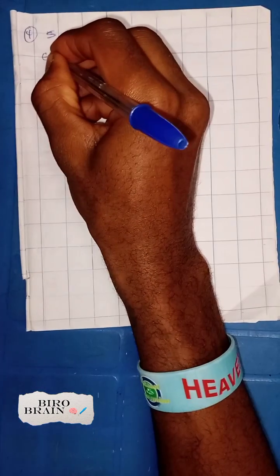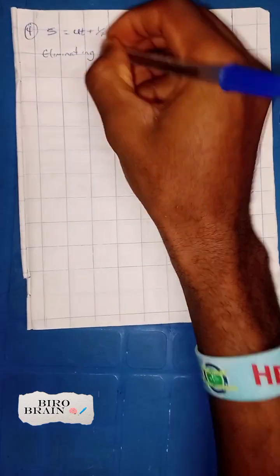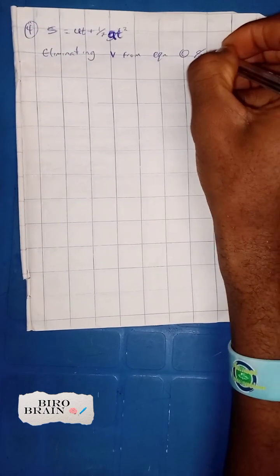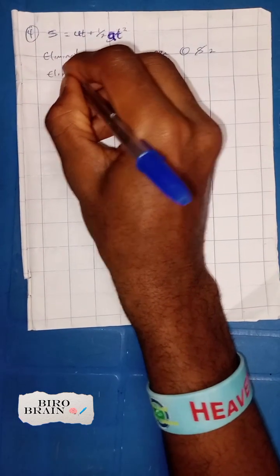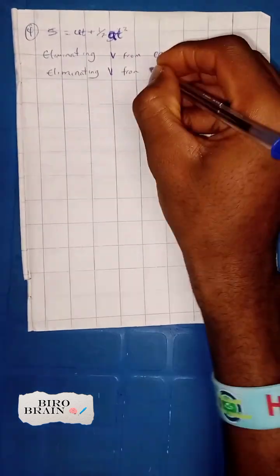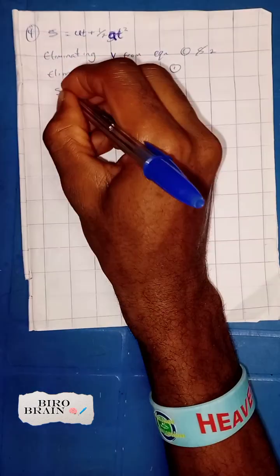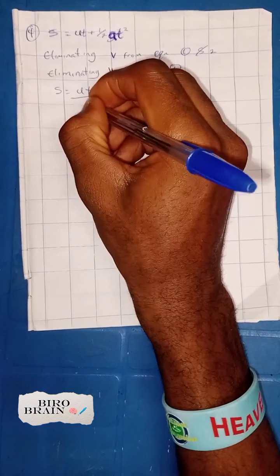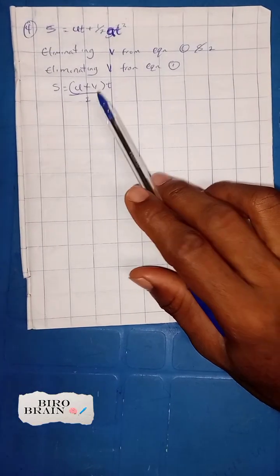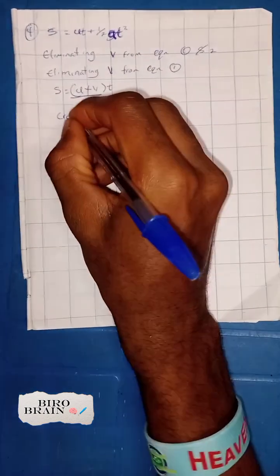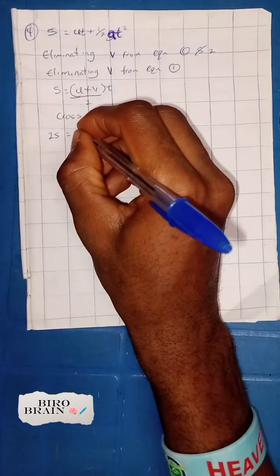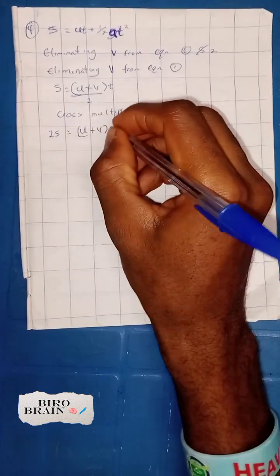So eliminating v from equation 1, which is s equals u plus v over 2, times t. The first thing you want to do in this case is cross multiply. So if you cross multiply, you'll have 2s equals u plus v, all bracket, t.